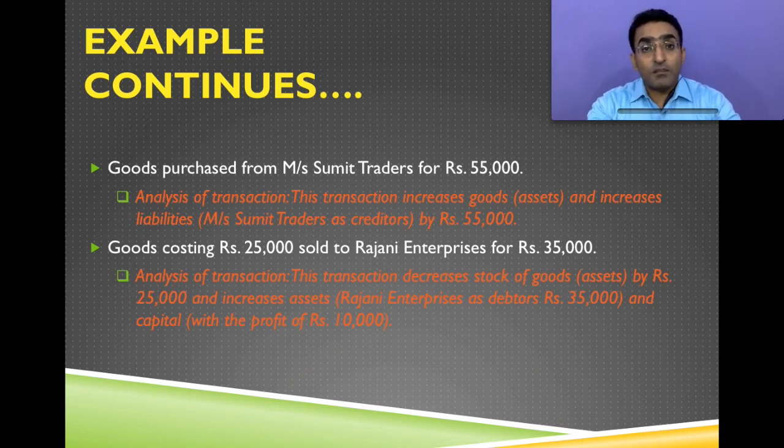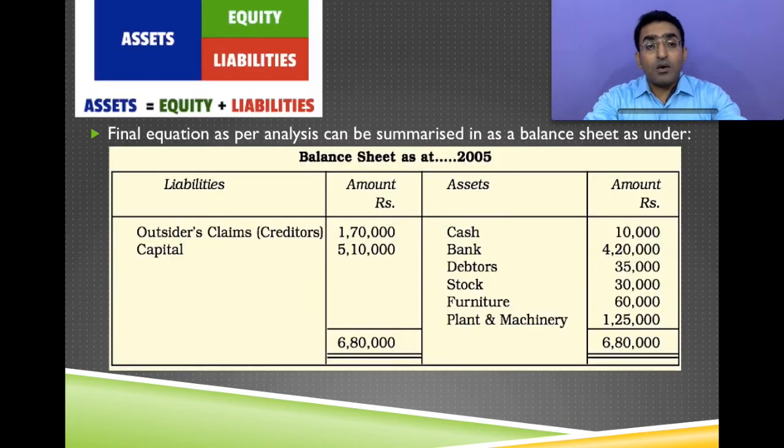So when we talk about these transactions in context to the accounting equation, we can show them like this in a balance sheet. You see the liability side. They have the creditors, they have the capital. And on the asset side, they have cash, bank, debtors, stock, furniture, plant and machinery. All the items that are purchased as asset or maintained as asset, they are showing here. So the liability side total is equal to asset side total. Clear?